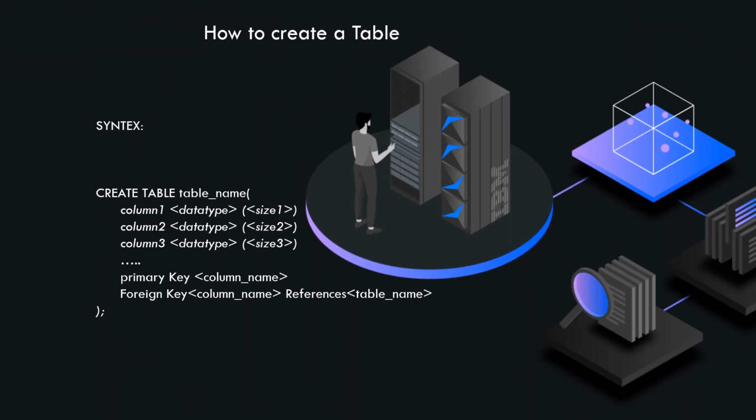Now let's see how to create a table in database. This is the syntax we use for creating any table. First, add the create table statement and assign a table name in here. Then add the column names with their data types like this, and each data type can have a length of characters like this. We should mention the primary key and foreign keys at the end of the create table statement like this. The parenthesis and semicolon must be added like this.